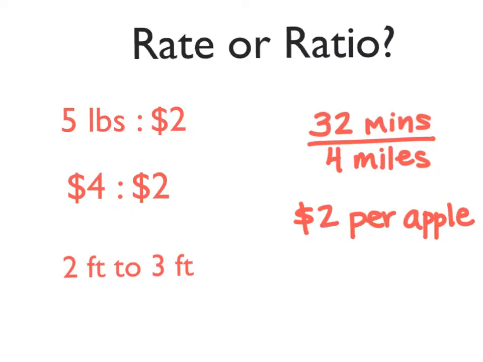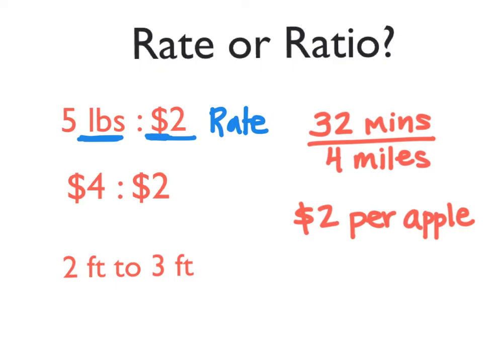So let's take a look at some problems, and I want to see if you can determine if these are rates or ratios. So if you can, pause the video, and for each of these, write down whether you think it's a ratio or a rate. When you're ready to see the answers, push play. All right, the first one, we have 5 pounds compared to $2. So first thing, hopefully you noticed these were 2 different units. So this would be a rate. So this first one is a rate, which is also a ratio, but more specifically, it's a rate.